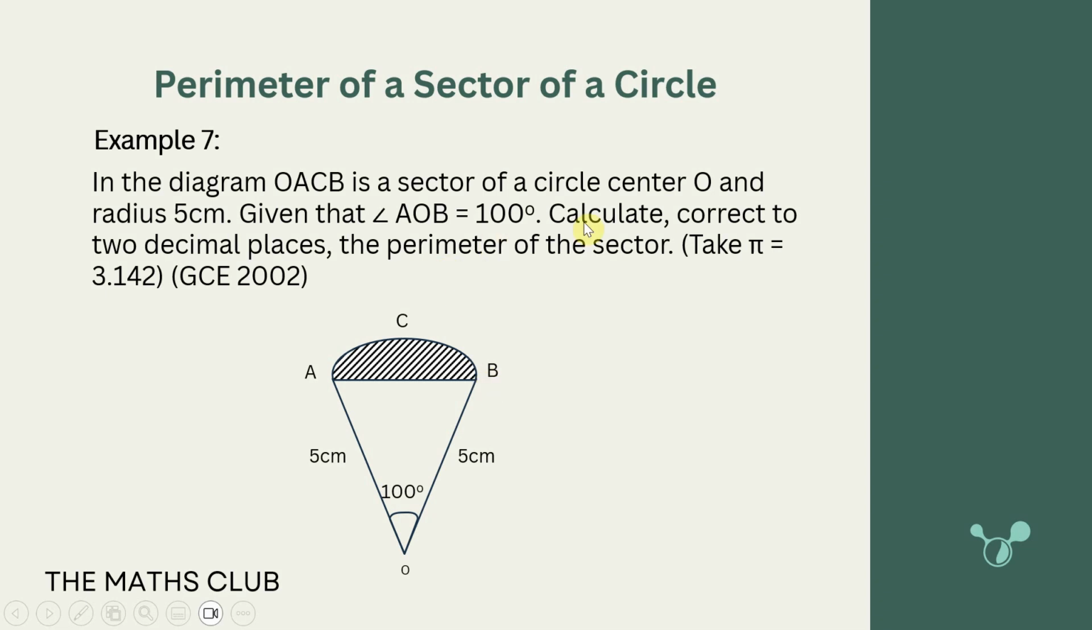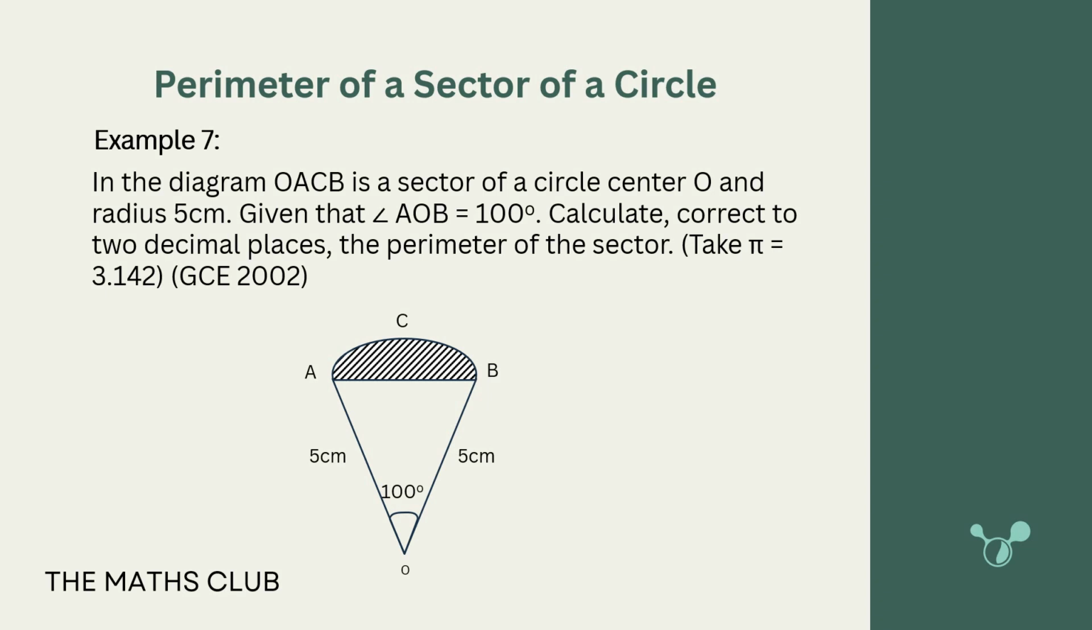Example 7 now says that in the diagram, OACB is a sector of a circle center O and radius 5 centimeter. Given that AOB is 100 degrees, calculate, correct to 2 decimal places, the perimeter of the sector. Take pi to be 3.142, and this is from GCE 2002. So we have the r, we'll just find the length of the arc, and then we'll add all of them together. This is something that you can do. Pause the video and try it out yourself.